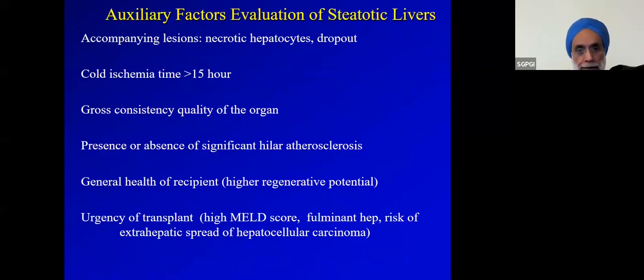And as I said, fat alone should not be the criterion for using or not using a liver. The percentages can become less acceptable, more acceptable if there's other pathology. If there's necrosis of the hepatocytes, if there's dropout, even at 30%, you have to be careful. Should I use it? Because now it's more than one hit. Cold ischemia time, if it's very long, you have to take that into account, whether you should use it or not.